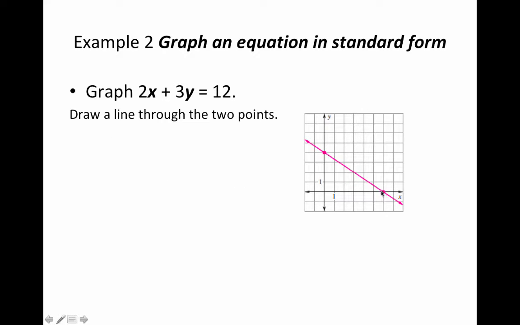Once I have 6, 0 and 0, 4 on my graph, I just connect the dots and draw a line through it. Notice that there's arrows on the ends to indicate that the line keeps going on forever. And I have my graph of my line.